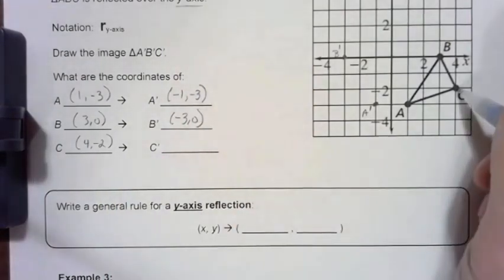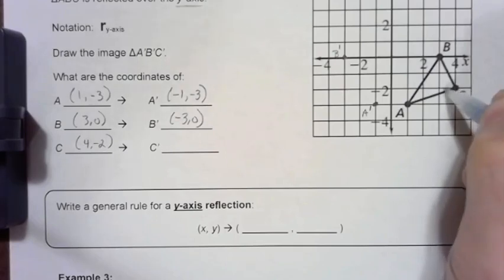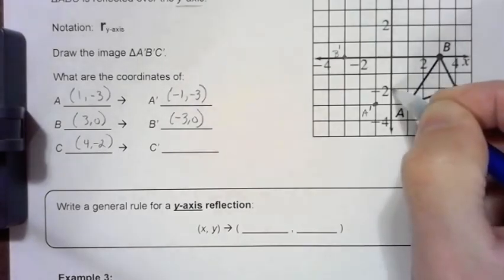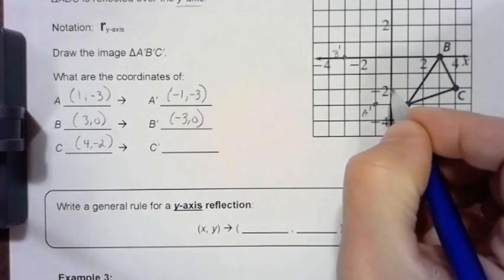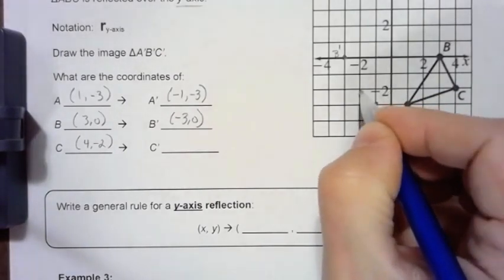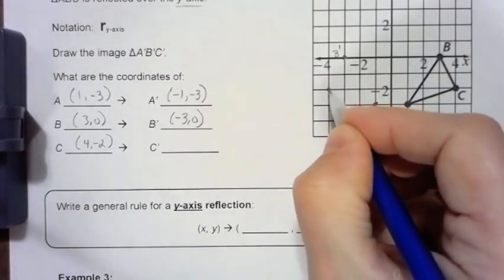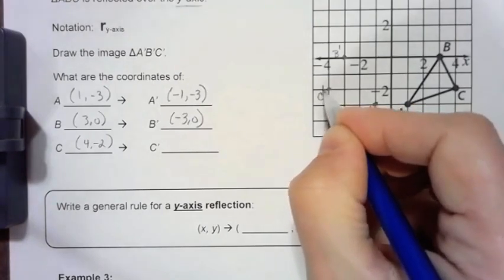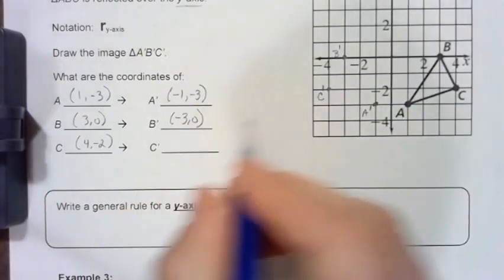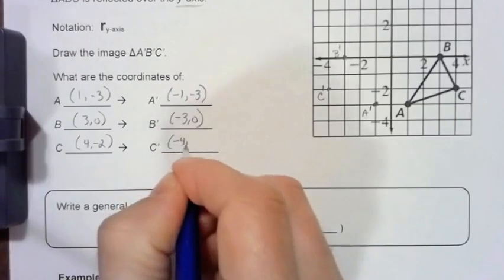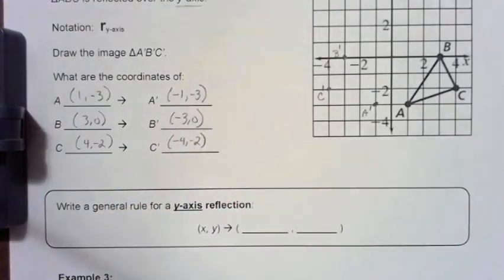Point C is right here. How far to the right is it from the y-axis? Well, 1, 2, 3, 4 units to the right, which means the image is going to be 4 units to the left. 1, 2, 3, 4 units to the left. Call that C prime. And that one is going to be located at negative 4, negative 2.